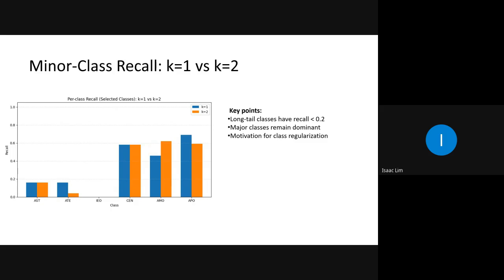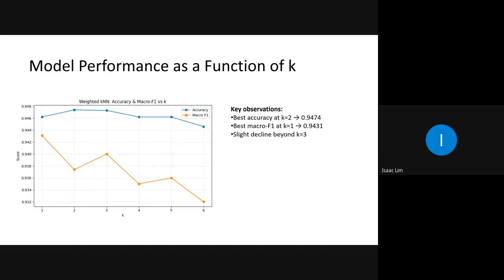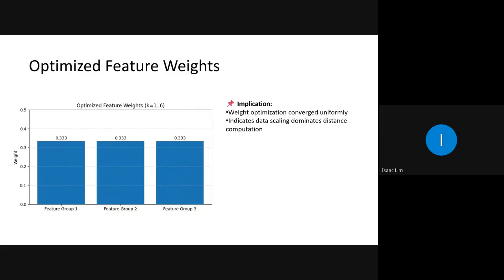Next slide. So here we are comparing per class recall between k equals 1 and k equals 2. You can see that the long tail or minor classes like AST and ATE have very low recall, below 0.2, regardless of k. And major classes such as APO or AMO dominate the performance. This highlights a key challenge with KNN, as it favors majority classes, which motivates the need for regularization. So on to the next slide.